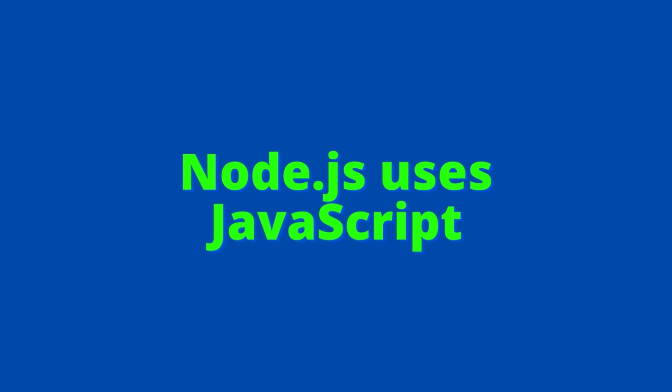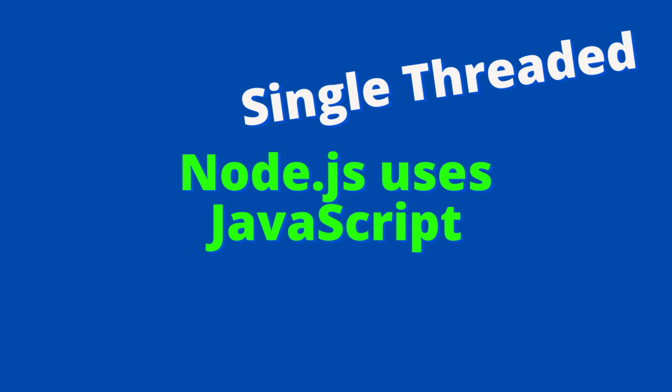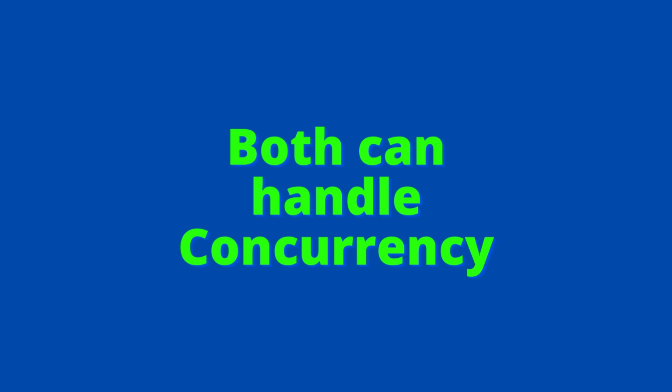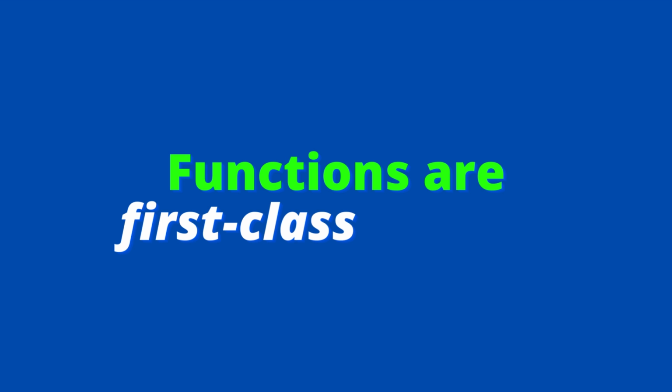Node.js uses JavaScript. Since JavaScript is single-threaded, Node.js is also single-threaded, at least on a high level. But JavaScript and by extension Node.js can still handle concurrency. The secret to this concurrent behavior is the event loop. Like most other programming languages, JavaScript also relies heavily on functions. In fact, in JavaScript, functions are first-class citizens.